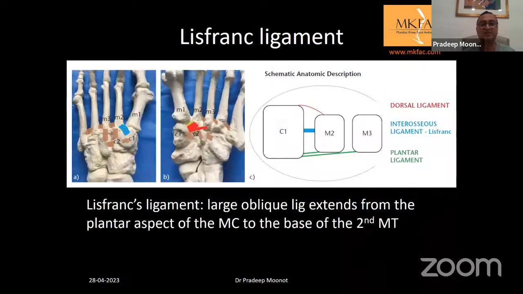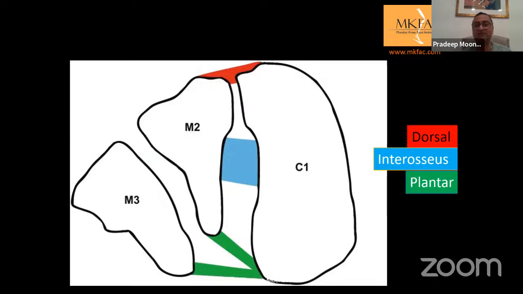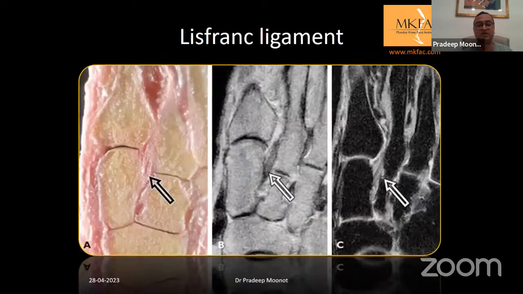So 3 different types. A Lisfranc ligament, I'm sure everybody is aware, it's a large oblique ligament, goes from the plantar aspect of the medial cuneiform to the base of the second metatarsal. And it has 3 different parts, the dorsal, interosseous, and the plantar. And the most significant and the strongest part is the interosseous part.